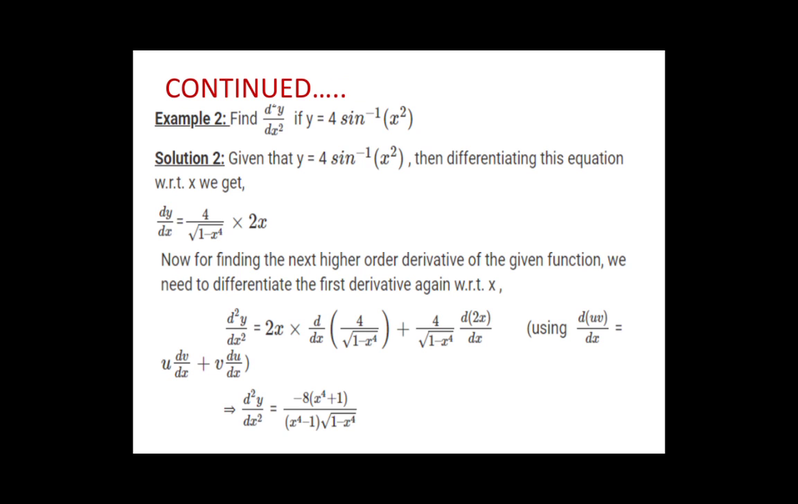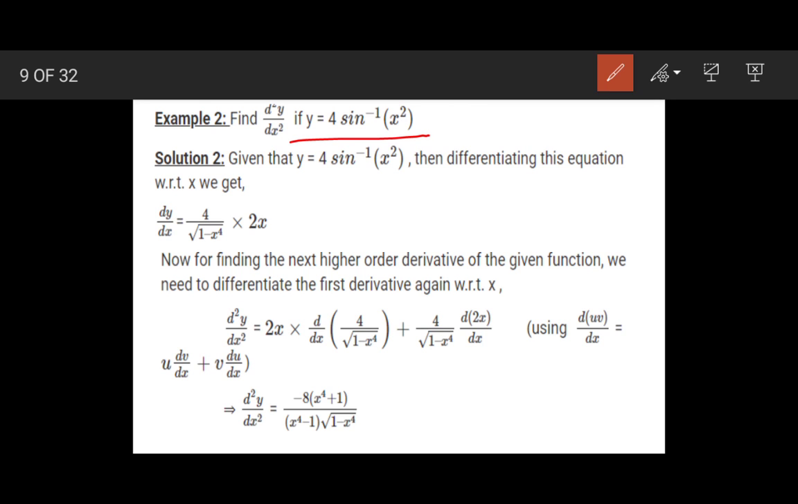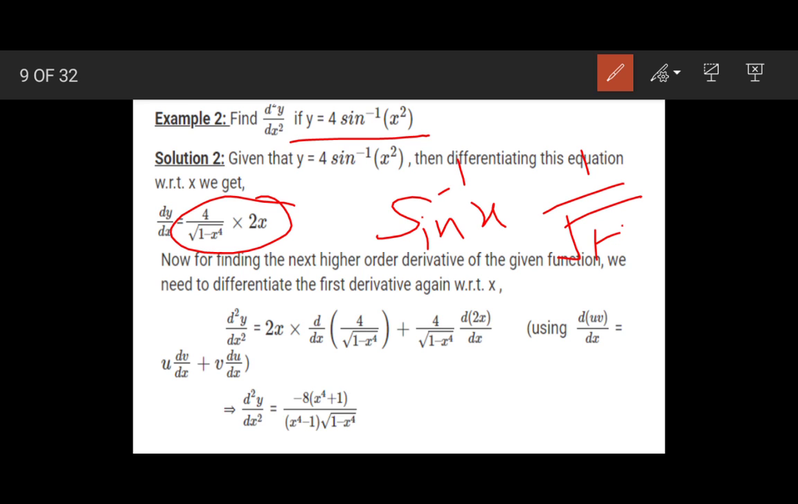See one more example. Question is, if y is equal to 4 sine inverse x square, then find d2y upon dx square. So I am going to differentiate this with respect to x. So what will I get? I will get 4 upon root of 1 minus x raised to 4. Why? Because derivative of sine inverse x is 1 upon root of 1 minus x square. So this will be 4 upon under root of 1 minus x raised to 4 into derivative of x square, and derivative of x square is 2x.